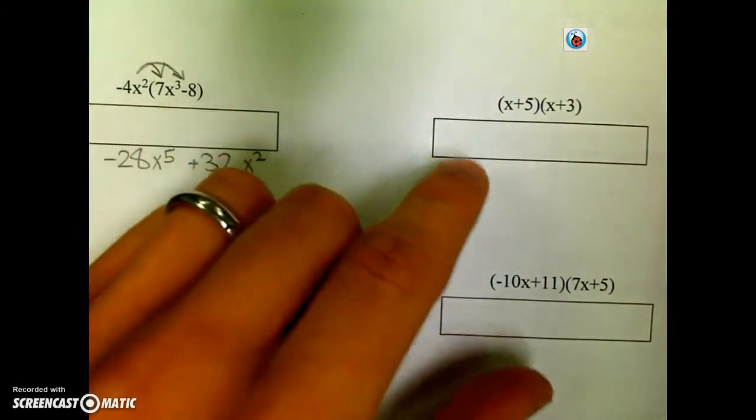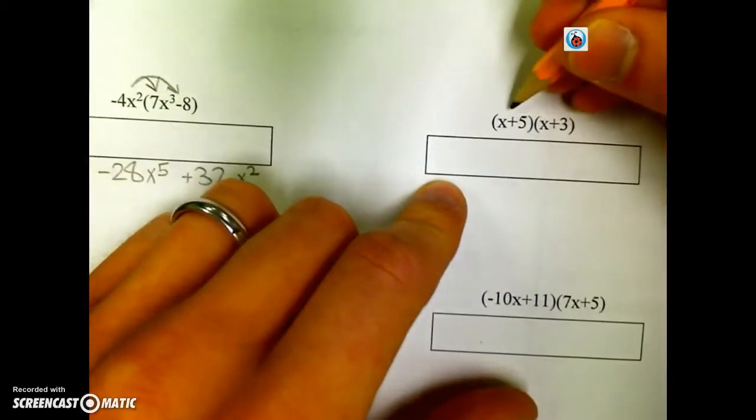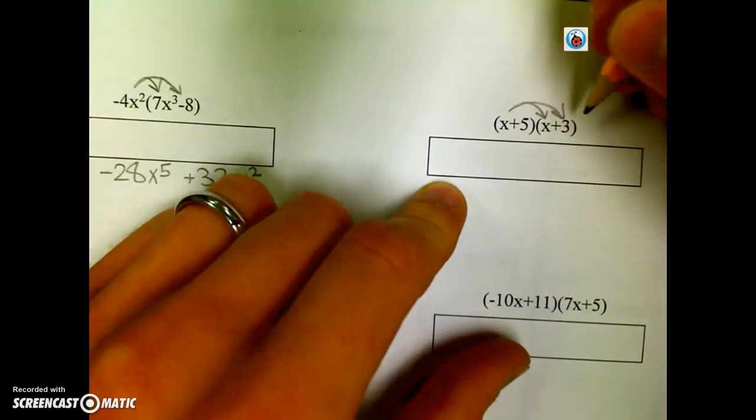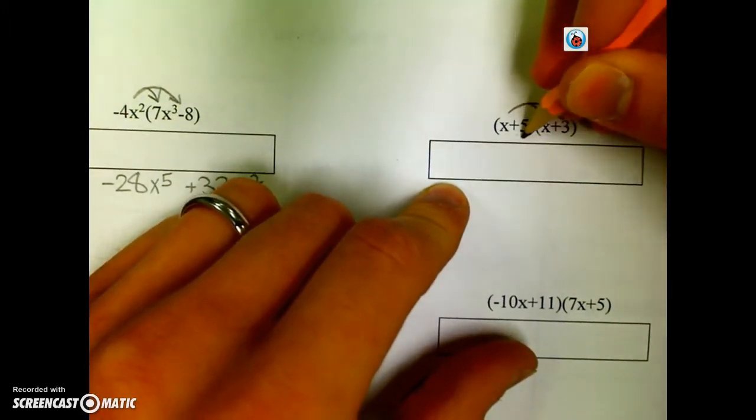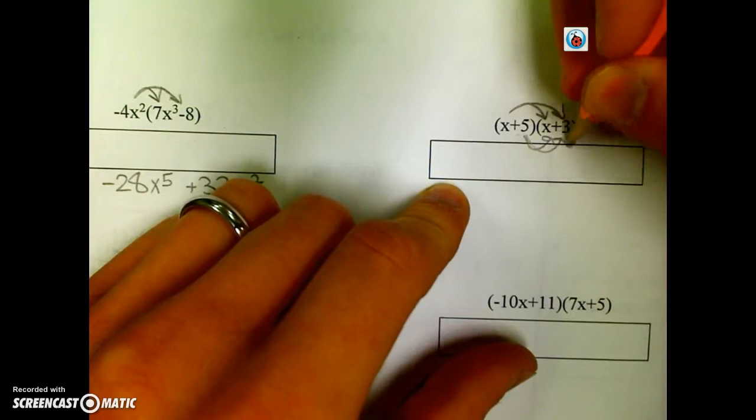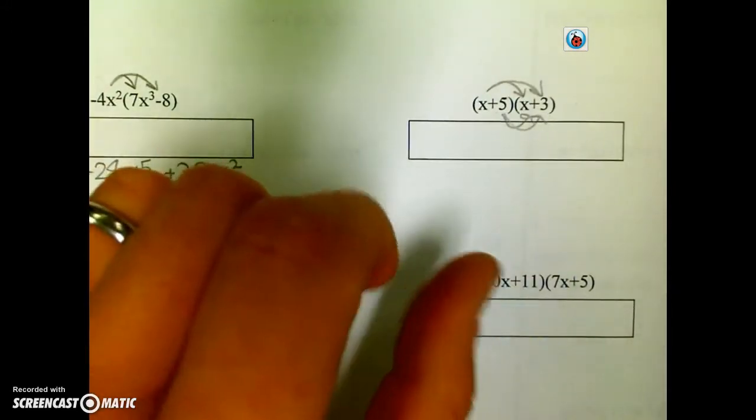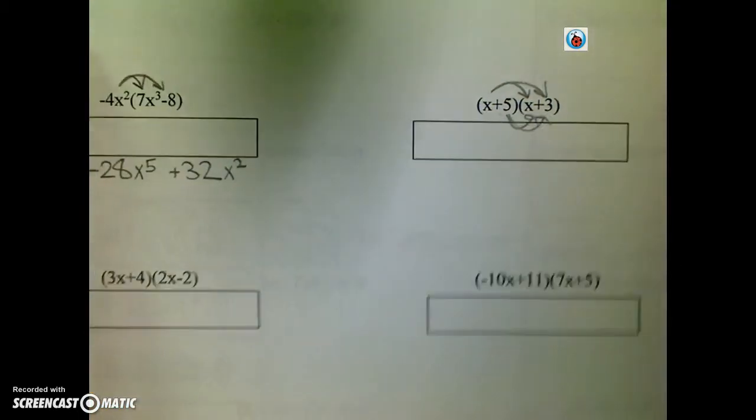Alright, now remember that these here are just like on the first page, right? Don't forget the 4 arrows you will be drawing. Right, so this x has to meet both numbers in that other parenthesis. This 5 has to meet both numbers in that other parenthesis. So you'll have 4 terms total. Some of them might be able to combine for our final answer.